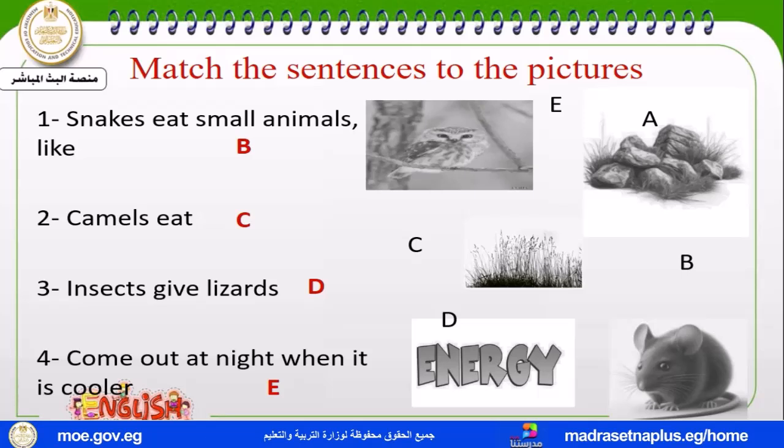Snakes eat animals like rats. Camels eat grass. Insects give lizards energy. Owls come out at night when it is cooler. These were animals that live in the desert and how they live there and keep nature in balance.